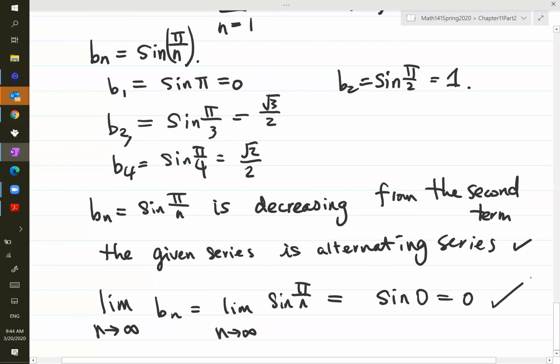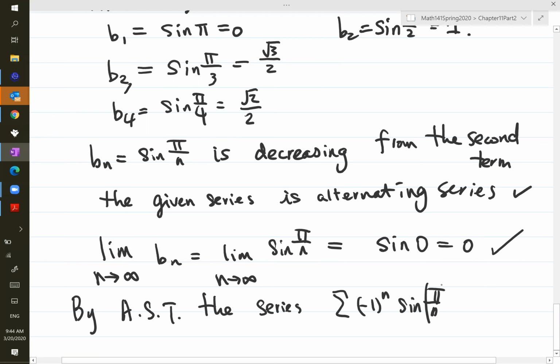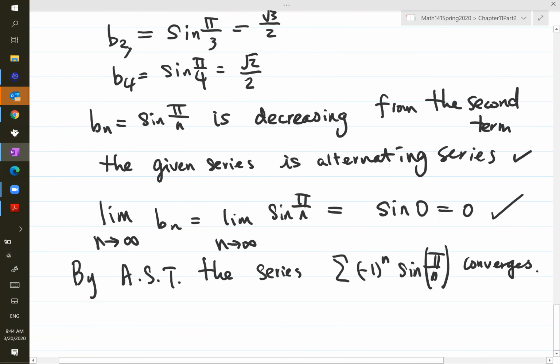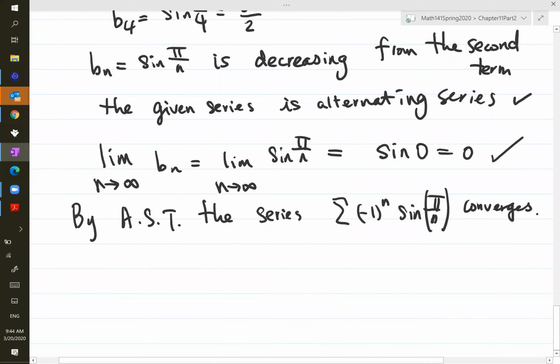So we can conclude by the alternating series test that the given series, the sum of (-1)^n sine pi over n, converges. Okay. Now let's do another example.